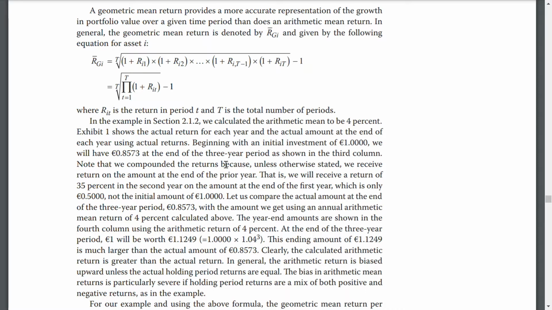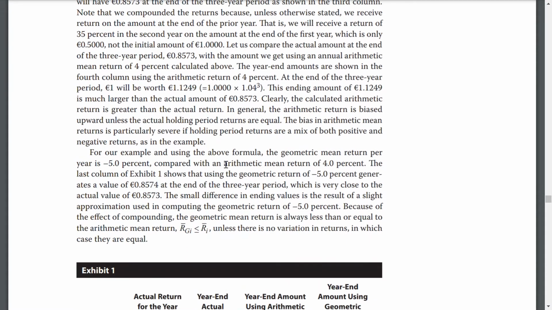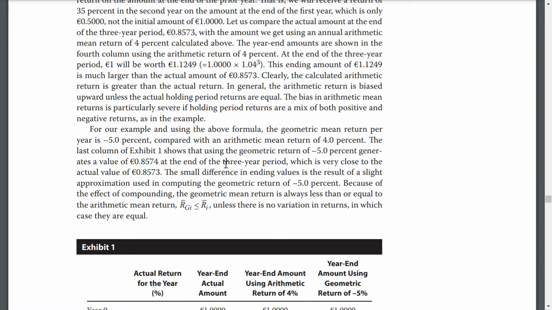Let us compare the actual amount at the end of the 3 years with the amount we get by using the annual arithmetic mean return of 4% calculated above. This shows the difference between the mean calculated by arithmetic and the results calculated by the geometric calculations. For example, using the above formula, the geometric mean return per year is negative 5%, compared to the arithmetic mean return of 4%. The last column of Exhibit 1 shows that using the geometric return of negative 5% generates a value at the end of 3 years which is very close to the actual value.